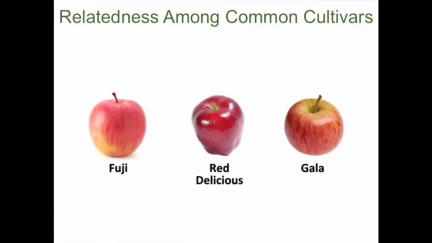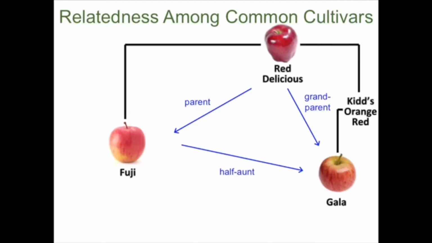So we can look at the relatedness among common cultivars. Let's have a look at that now. Let's consider Fuji, Red Delicious, and Gala. These are the top three produced cultivars in the US, but also in the world. They make up at least 75% of everything that's produced. Might even be 90%, I don't know. Massive amounts. So how are they related to each other? Well, here's how it is. Red Delicious is a parent of Fuji, and it's a grandparent of Gala. So that makes Fuji a half aunt of Gala. So there's a bunch of relatedness there.